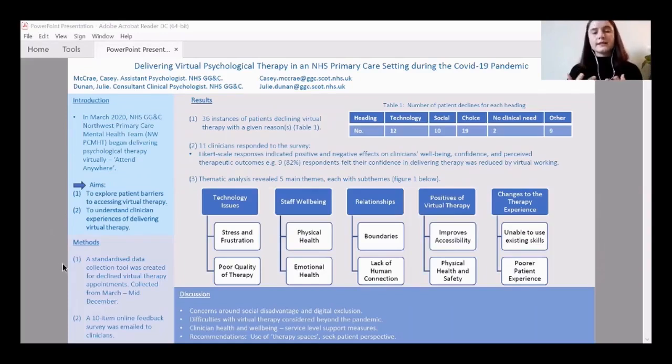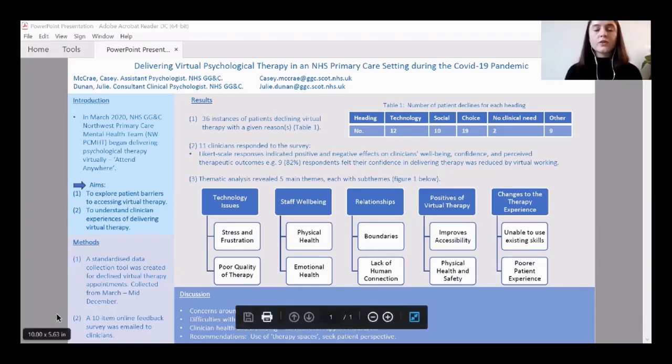This was done by creating a standardised data collection tool for clinicians to complete any time a patient declined the virtual service that was being offered with a given reason. Clinicians also completed an online feedback survey on their own experiences of delivering virtual therapy.